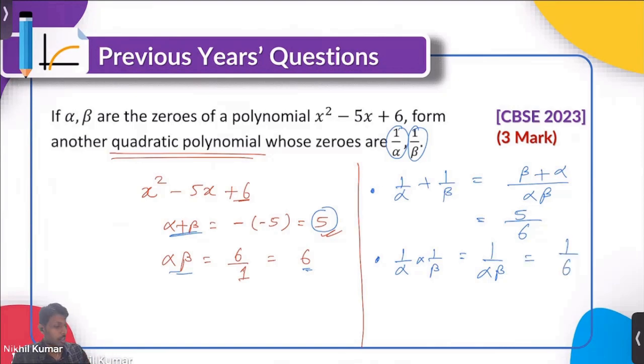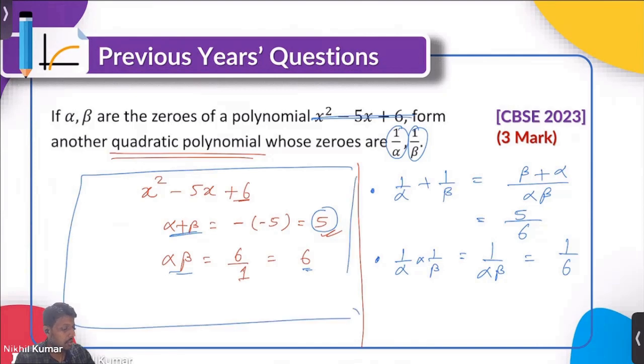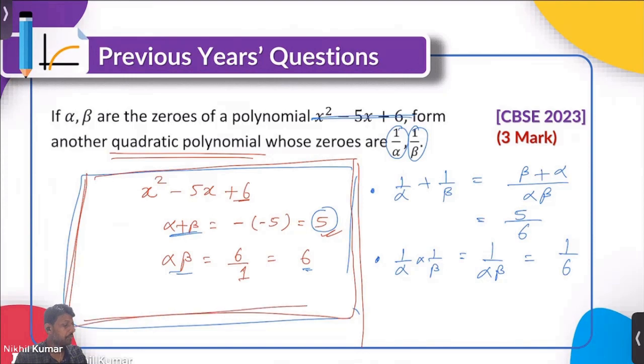So now forget about this polynomial, okay? You forget about this part entirely, this thing in the red box. We just need to focus on the blue one. We have the sum of zeros. We also have the product of zeros. So can we frame the quadratic polynomial now? We can.